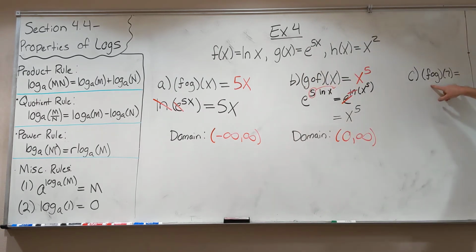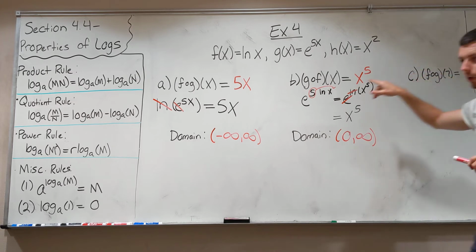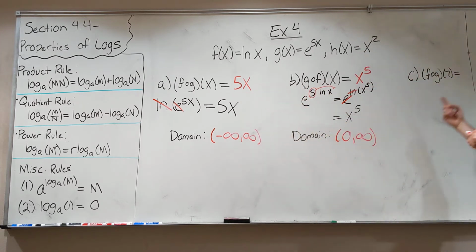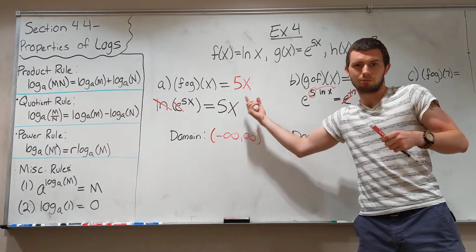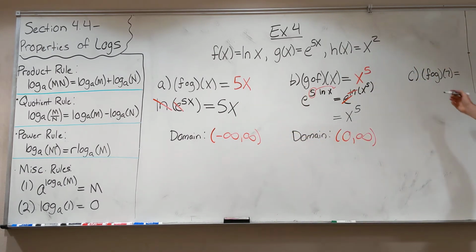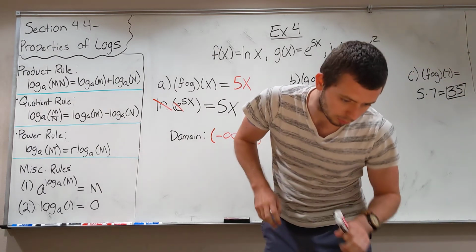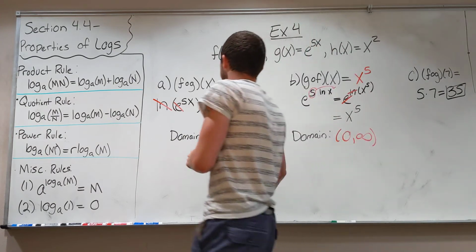And for part C, they simply say, take the f of g function, which we actually already found over here, and plug 7 in for x. So it just wants 5 times 7, that's it. So it's simply just 5 times 7, which is 35. And that's actually the answer for part C. Now we're going to go ahead and move on to parts D and E.